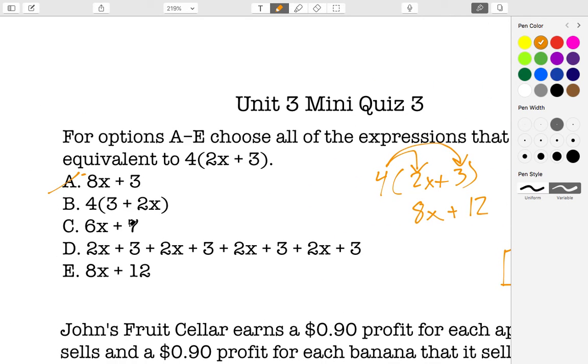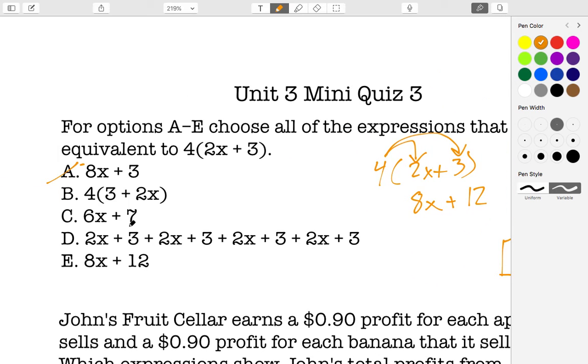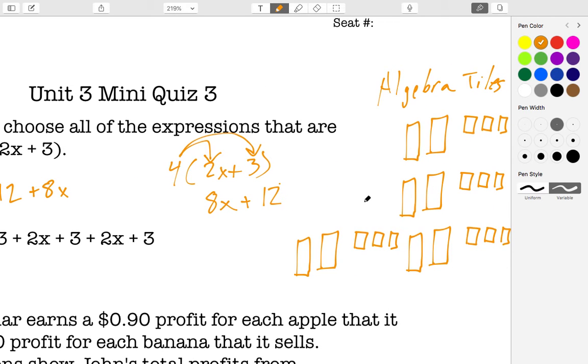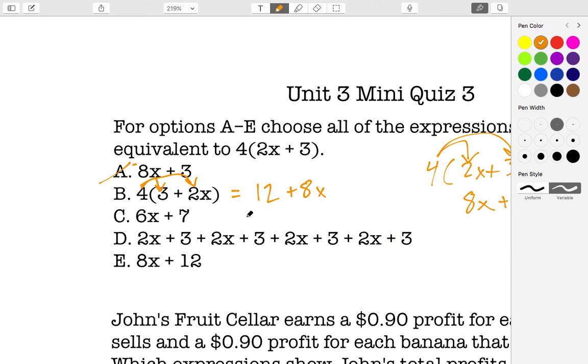What about B? 3 plus 2x, and then times 4. So what is 4 times 3? 12. What is 4 times 2x? 8x. Do we have 8x plus 12 here? Yes. Yep, so B is an answer.